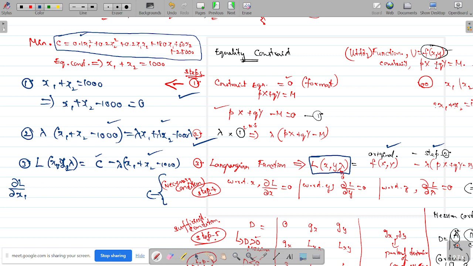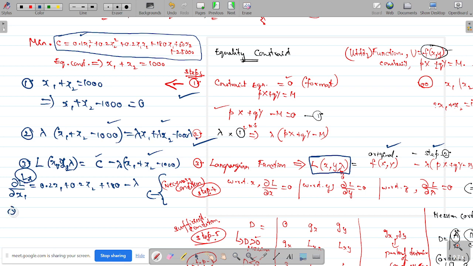So dou L by dou x1, actually this is 0.1 into 2, so 0.2 x1. And the second one vanished, the third one will be 0.2 x2 plus 180 x1, so 1 plus 180 minus lambda. When we put it like this, everything else becomes 0. With minus lambda, we have lambda x1, so lambda. So this is dou L by dou x1. For short, we can write it as LX1.